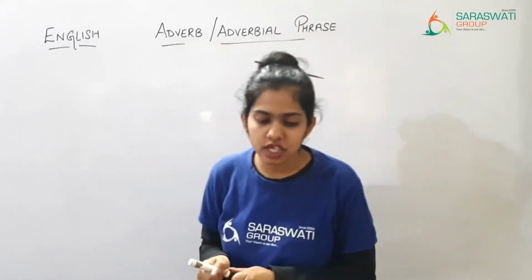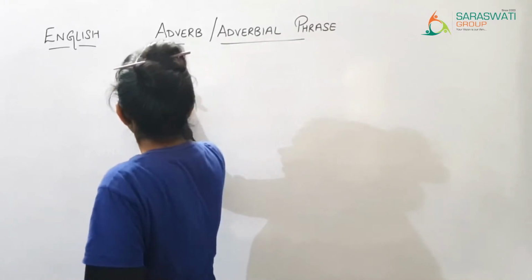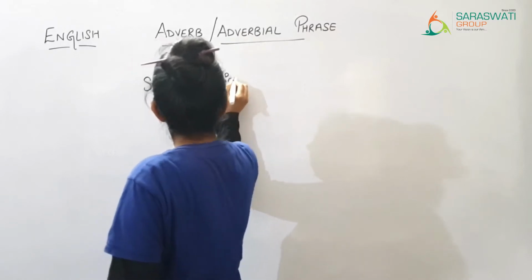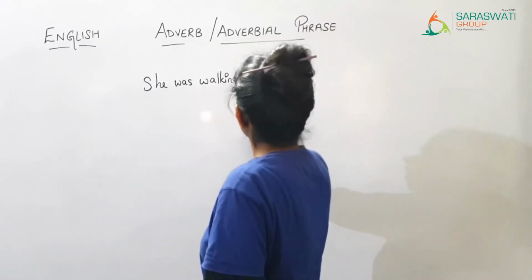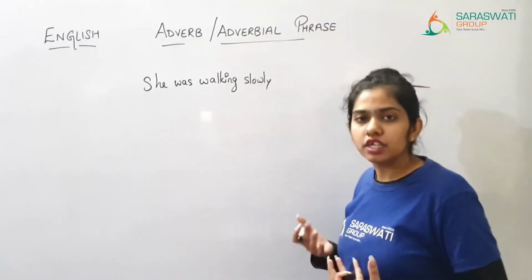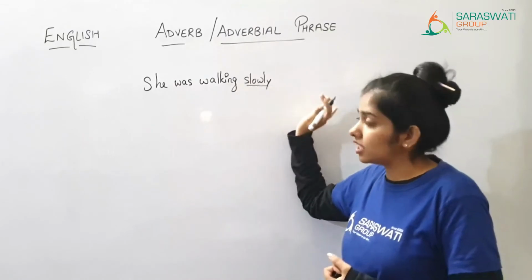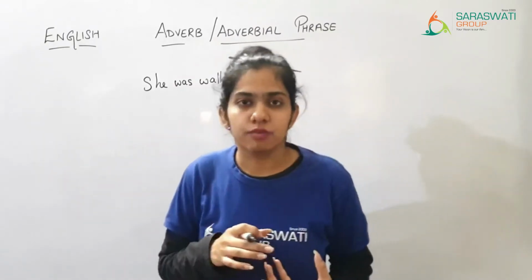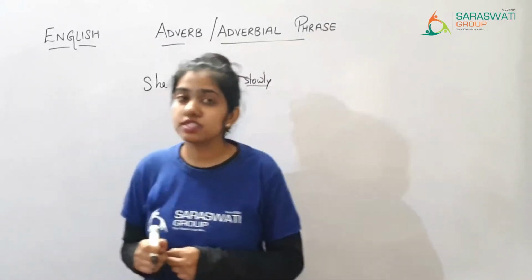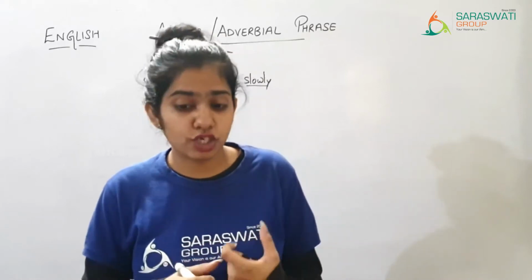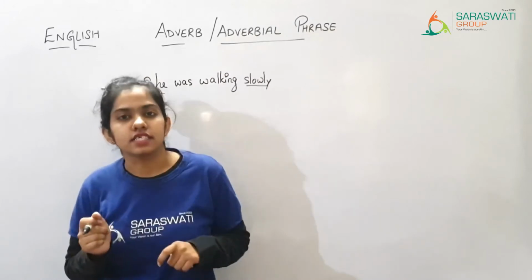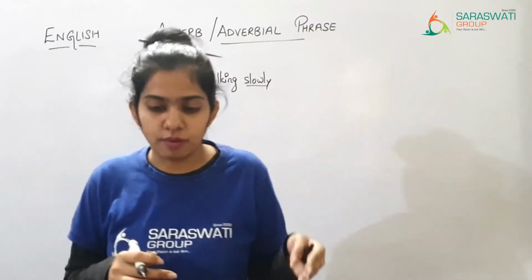If I say that she was walking slowly, how was she walking? We have asked the question, how was she walking? So we got the answer as slowly. So slowly is an adverb. Now, we are going to a movie tonight. When are we going to see a movie? We have asked a question with when. So what do we get as an answer? Tonight. So tonight is an adverb.